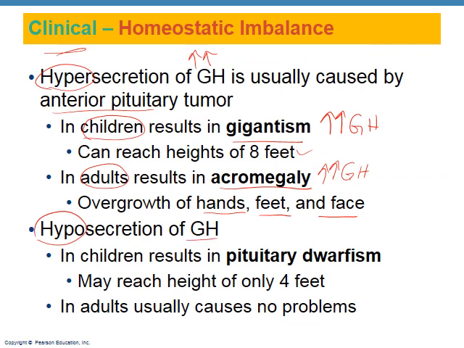For hyposecretion of growth hormone, in children, it results in something called pituitary dwarfism. So you don't have enough growth hormone. And the reason we call it pituitary dwarfism is the problem is there's something wrong with the pituitary. There's also achondroplasia, which is a genetic form. So this one, they're talking specifically about dwarfism due to the fact that you're having a pituitary hormone issue, where in achondroplasia, there's a genetic issue. And that's why the dwarfism occurs.